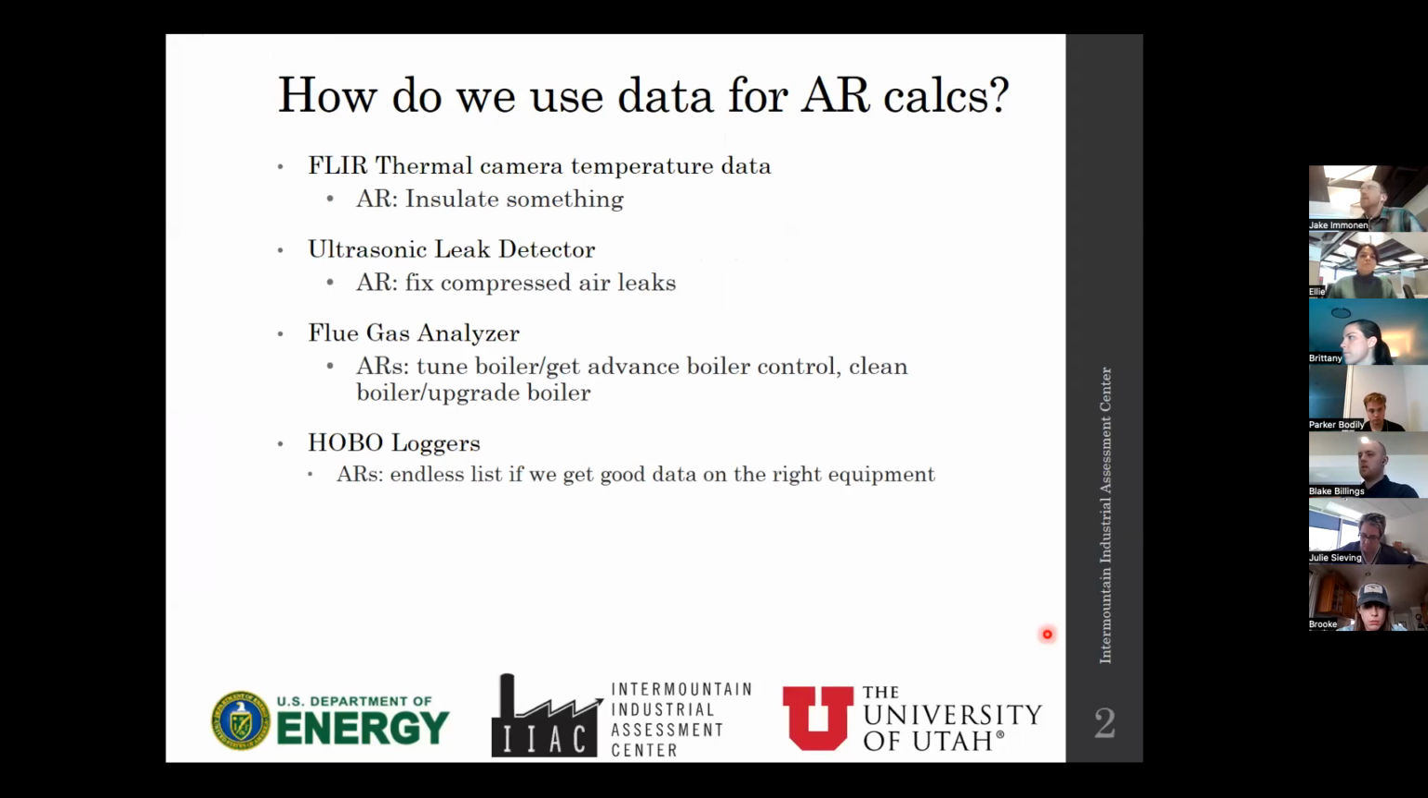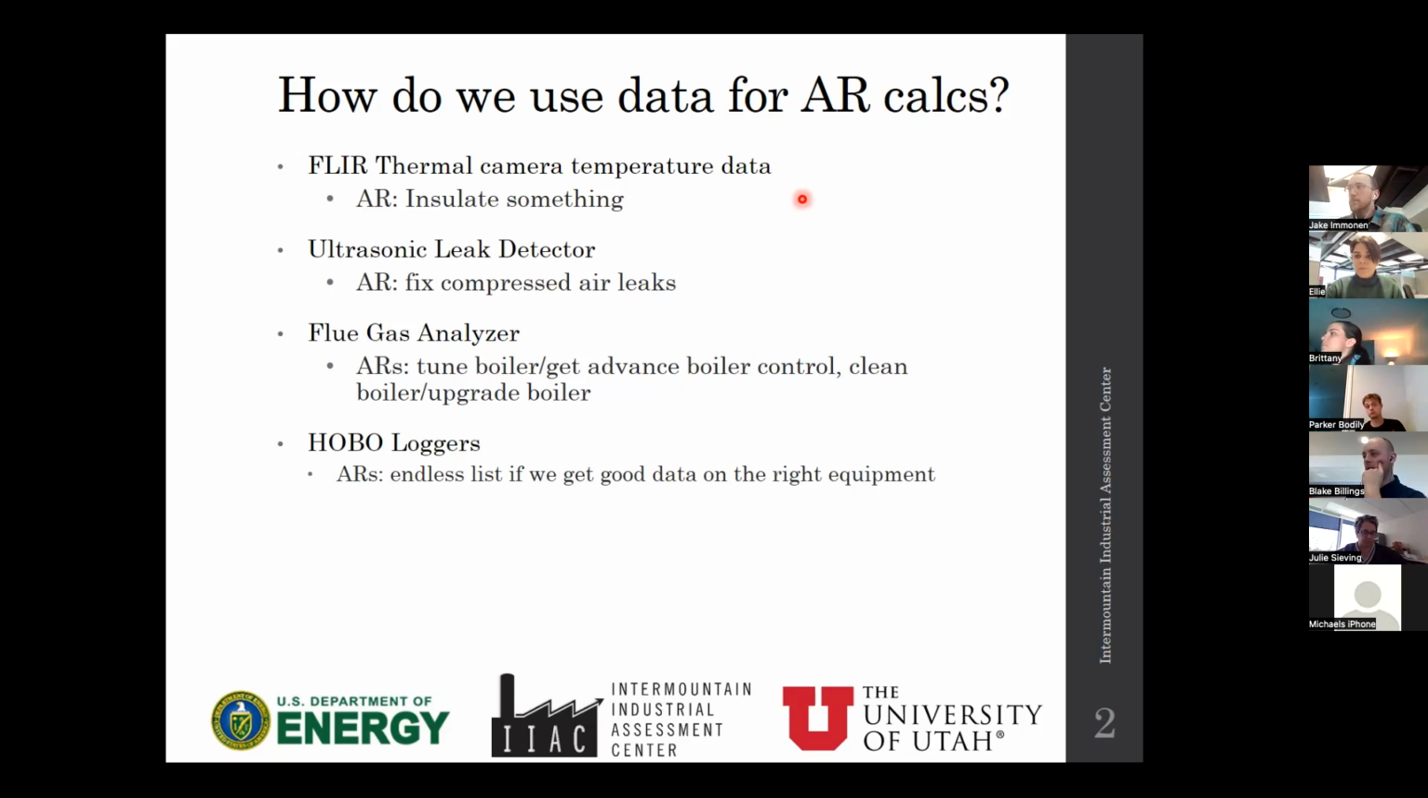So last week we went over these 4 different types of data collecting equipment. We had the thermal camera to find temperature data, and also the emissivity data that comes with that. For that, the main AR that will probably come from it is to insulate something, so it stops losing heat. The next piece of equipment was the ultrasonic leak detector, and for that, our main AR is going to be to fix compressed air leaks.